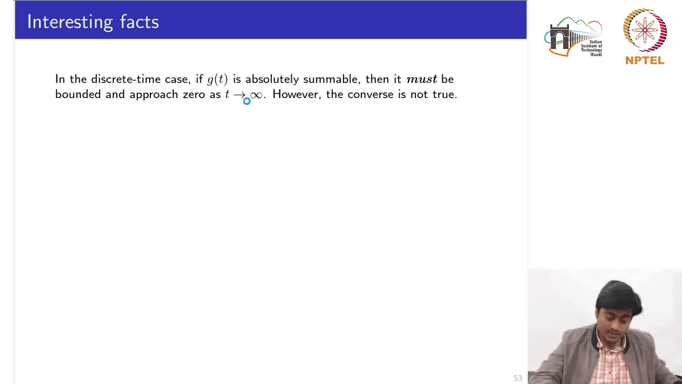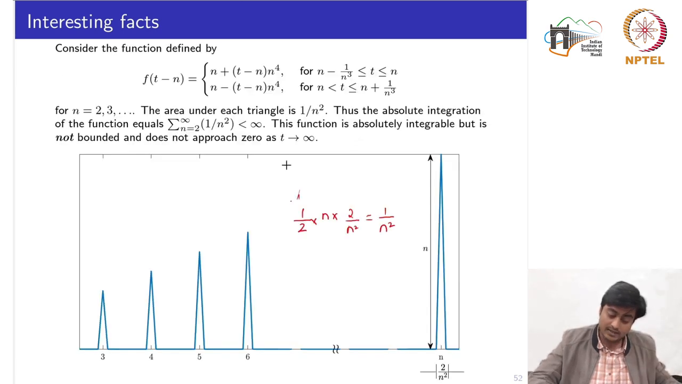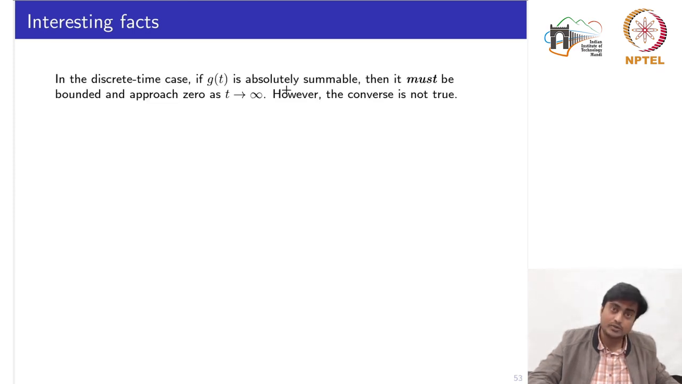which is a counter statement to this one, that here the signal is absolutely integrable but it is not bounded. But in the discrete time domain, if the signal is absolutely summable, then it must be bounded and approaches 0 as t tends to infinity. However, the converse is not true, meaning to say that if the signal is bounded and approaches 0 as t tends to infinity, then it may not imply that the signal is absolutely summable.